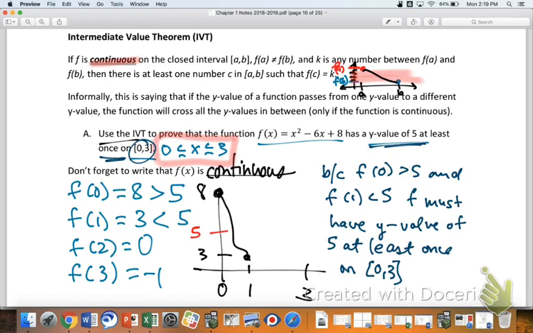You guys all okay with this? Or Bailey, what do you think? Do you need to write that f of x is continuous? I have to. That's what's missing, right?